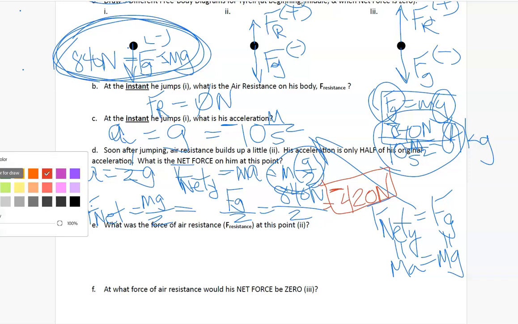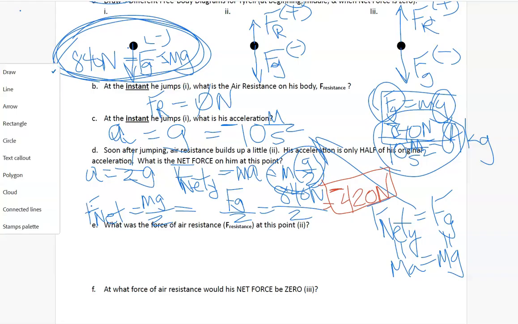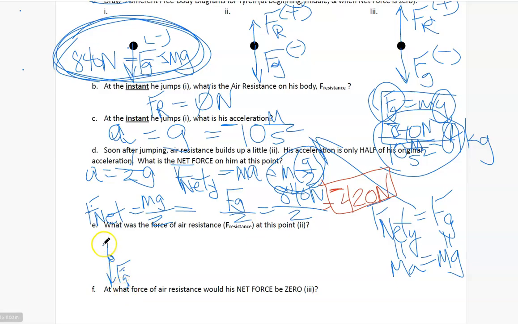Okay. Looking at the next part of this problem, what is the force of air resistance at this point? Well, we know that at this point, we have a weight force pointing down. We have an air resistance force pointing up. That's the force we're trying to calculate here. And we know the net force is the sum of those two forces. It's the weight force pointing down, that's a negative value, plus the air resistance force pointing up.